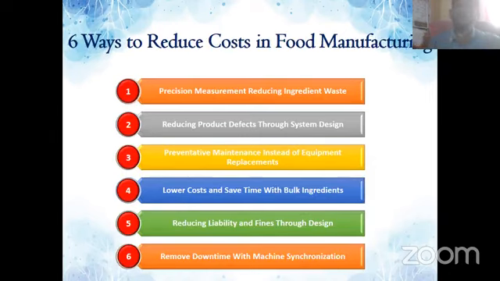So short-duty maintenance is always welcome instead of replacing the whole equipment. Then lower cost and save time with bulk ingredients. Then reducing liability and fines through design, and removing downtimes with machine synchronization. So there are different ways by which we can cut down our cost.